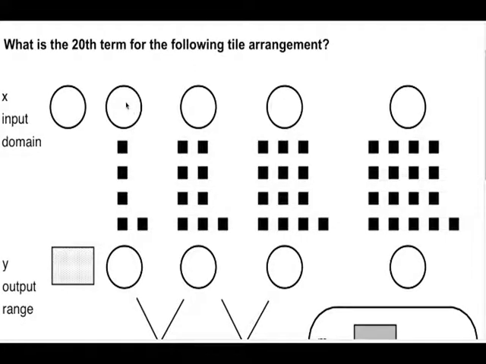So we know this is my first sketch, second sketch, third sketch, fourth sketch. Okay, I know that in this sketch there are 5 tiles. In this sketch there are 9. In this sketch there are 13. In this sketch there are 17. So what I can do is use this X input to get the Y output and actually make a table if I want.